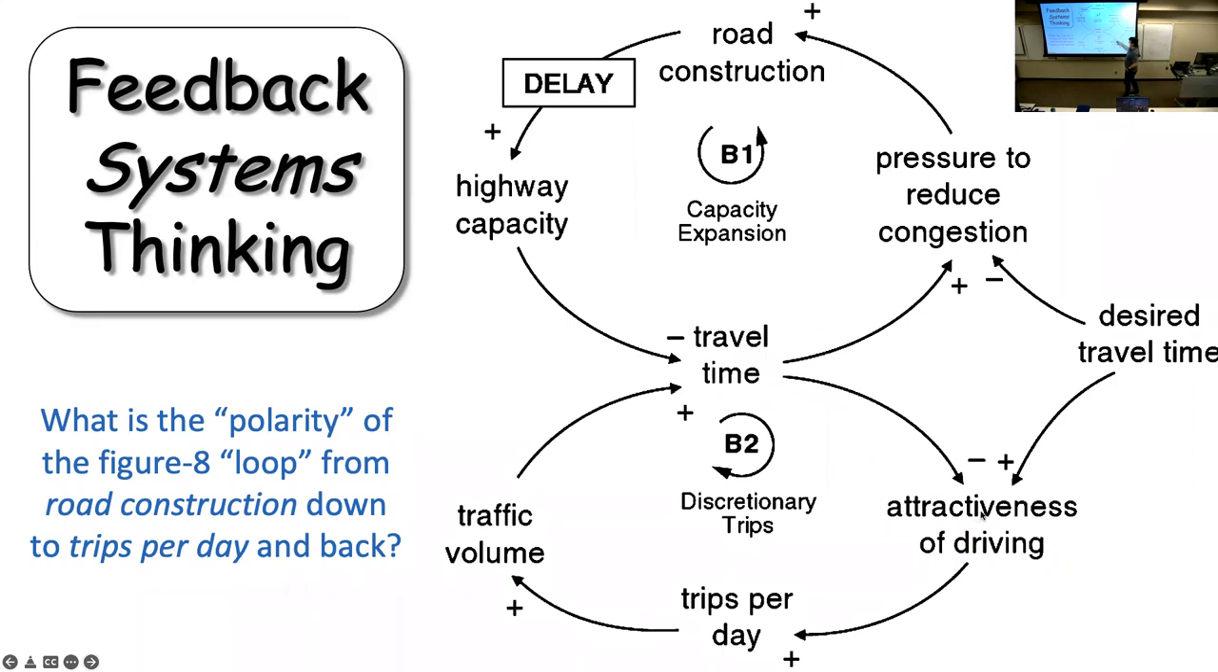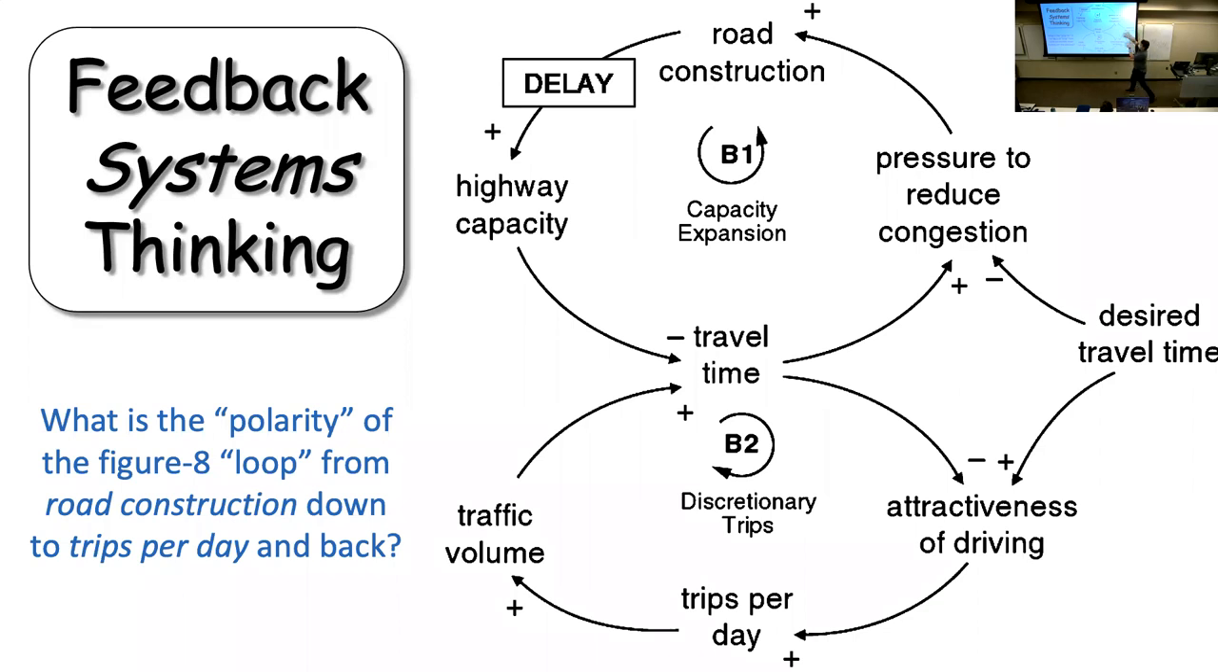And so that means that there's another loop down here. If the attractiveness of driving goes up, what's going to happen? Well, the trips per day will go up. If the trips per day goes up, the traffic volume is going to go up. And then that ultimately is going to increase the travel time. And so we get another balancing loop down here. And that's something that's often forgotten, this loop here.